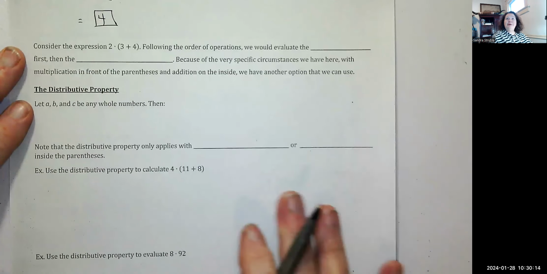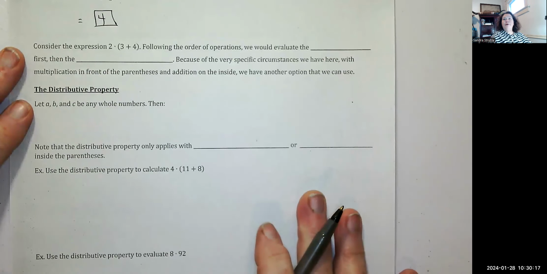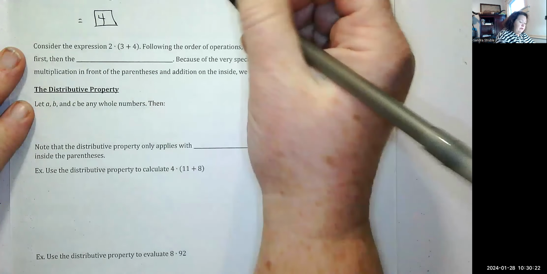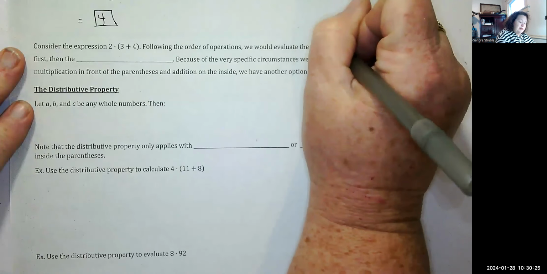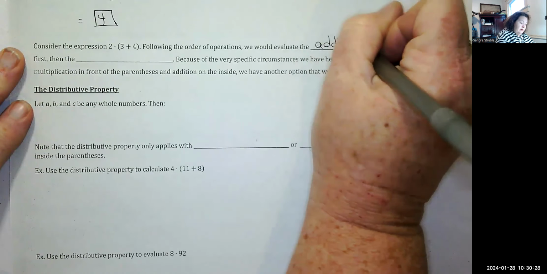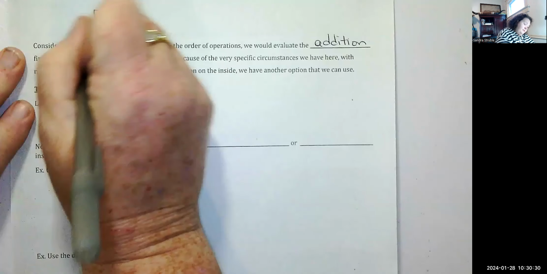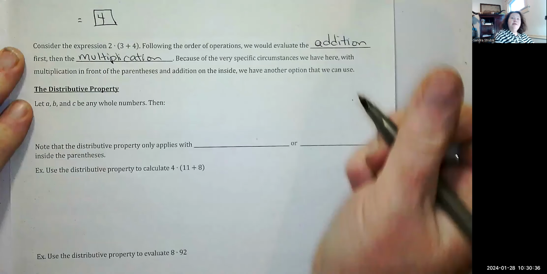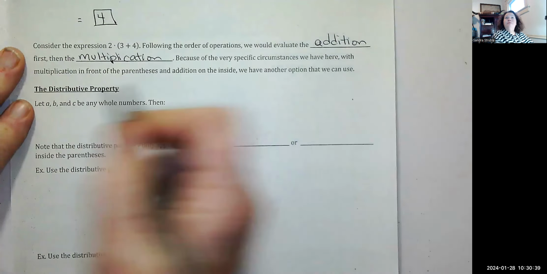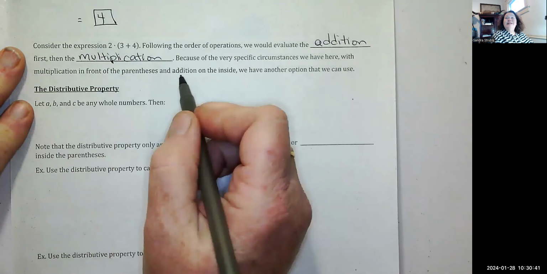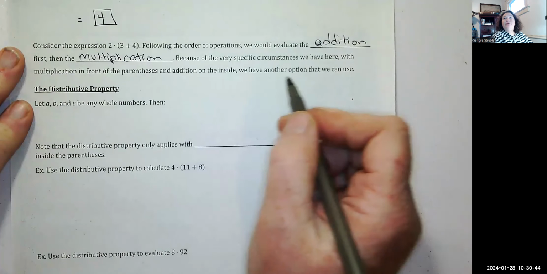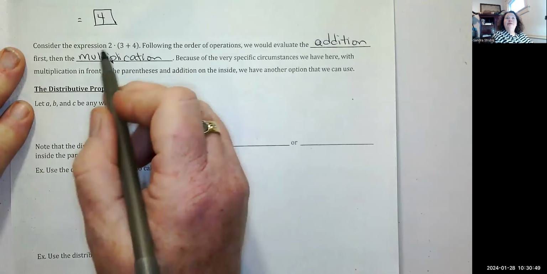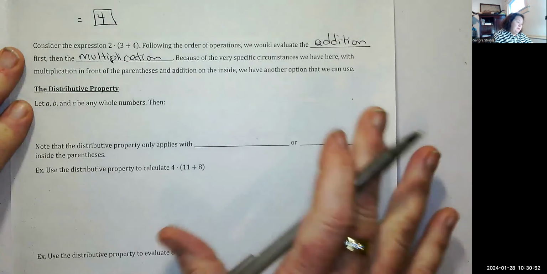Consider the expression 2 times (3 plus 4). So following the order of operations, we would evaluate the parentheses first. We would evaluate the addition first because it's inside the parentheses. Addition first, then the multiplication. Because of the very specific circumstances we have here, with multiplication in front of the parenthesis and addition inside the parenthesis, we have another option that we can use. So instead of just adding these two and then multiplying times 2, we have another option.